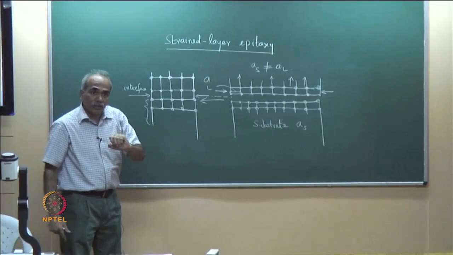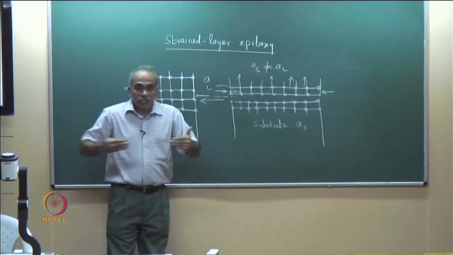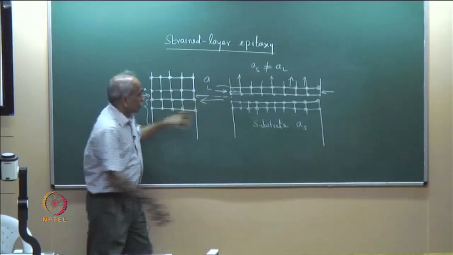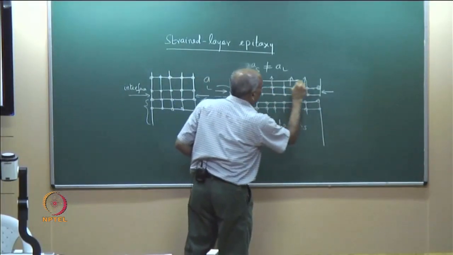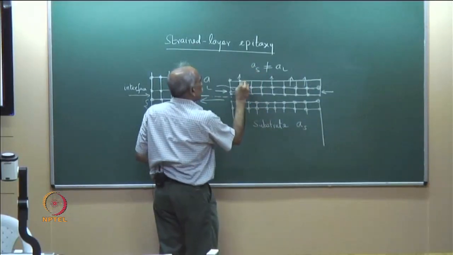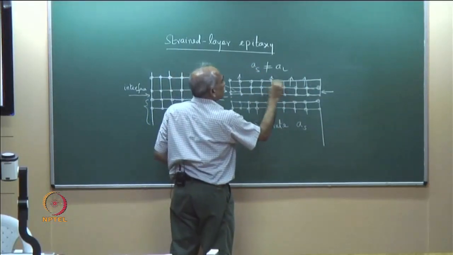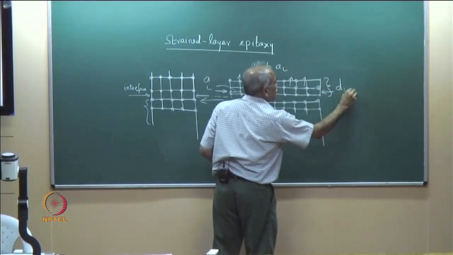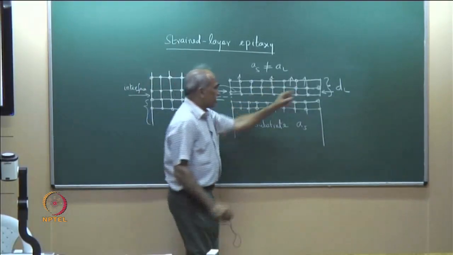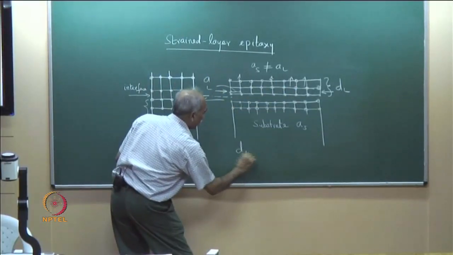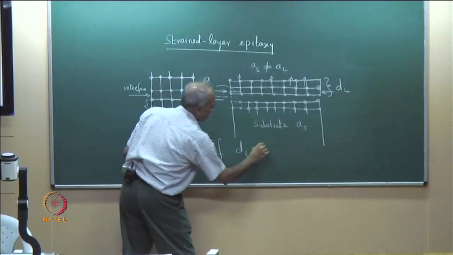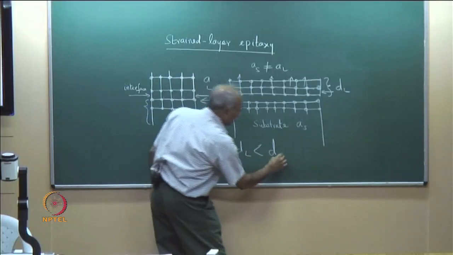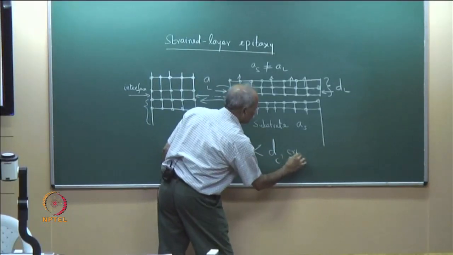But there is a restriction. When can the layer adjust itself? Provided the thickness of the layer that you are growing, if I call this thickness dl, if dl is less than a critical thickness dc. So, dc is the critical thickness.